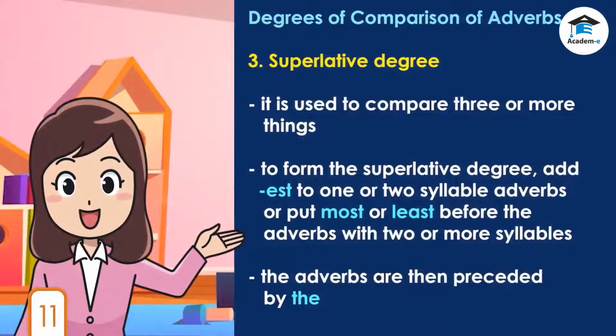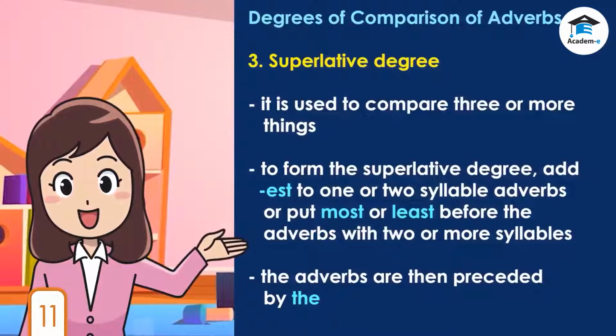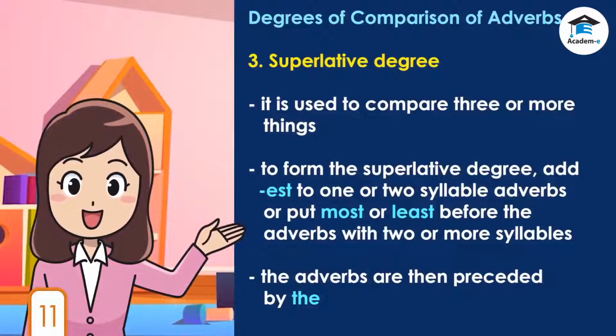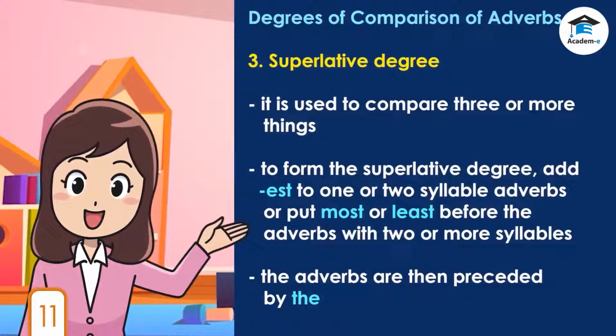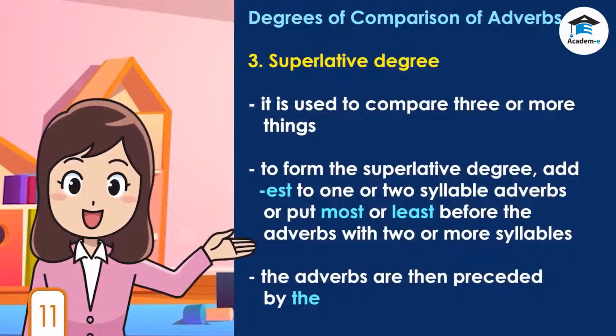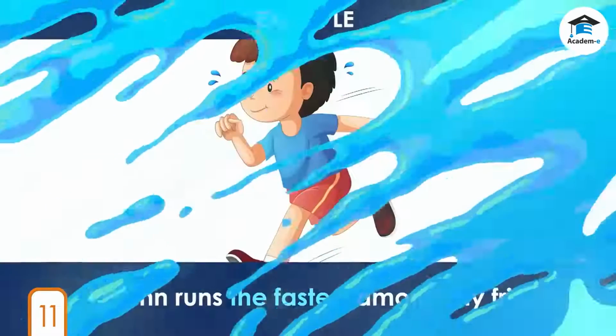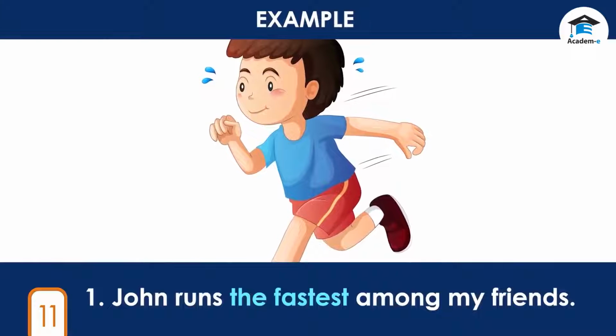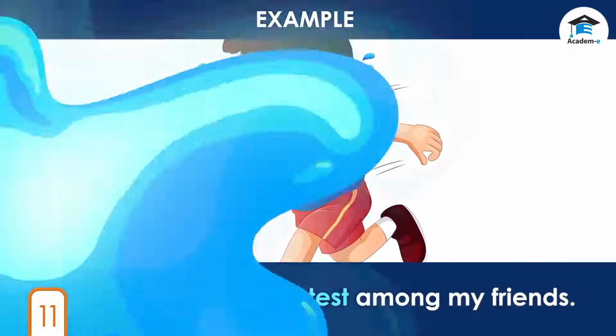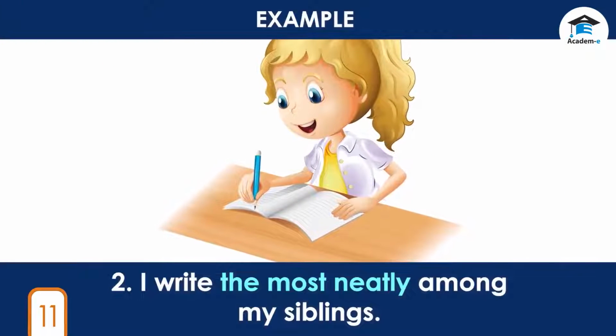Superlative degree. It is used to compare three or more things. To form the superlative degree, add est to one or two syllable adverbs or put most or least before the adverb with two or more syllables. The adverbs are then preceded by the. Examples. 1. John runs the fastest among my friends. 2. I write the most neatly among my siblings.